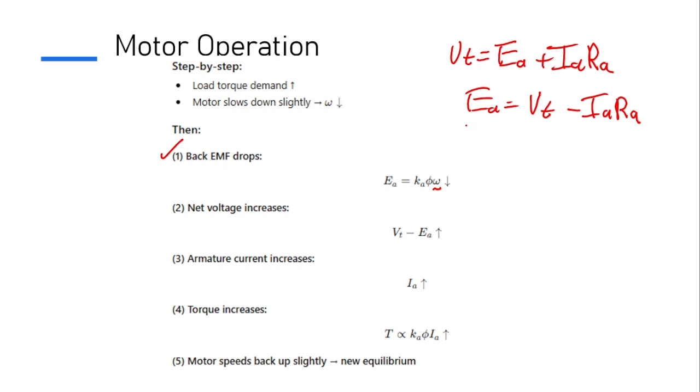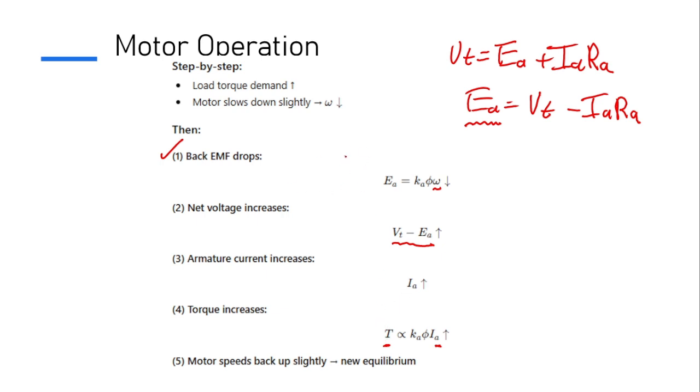If your back EMF drops, the net voltage will increase, because VT minus EA will actually increase: if EA drops, when you subtract the two, the value itself will increase. When that happens, the current will increase. And because the current increases, and there is an equation that links I to T, the output torque will also increase.